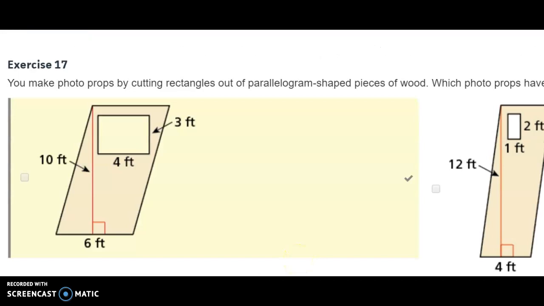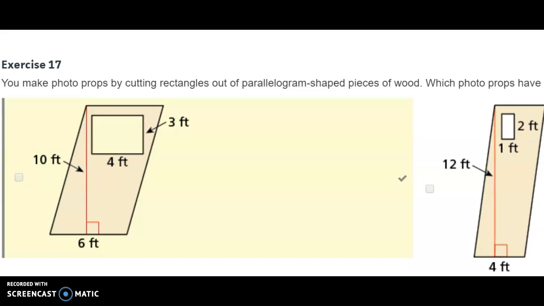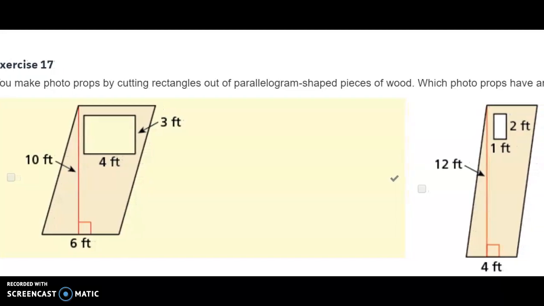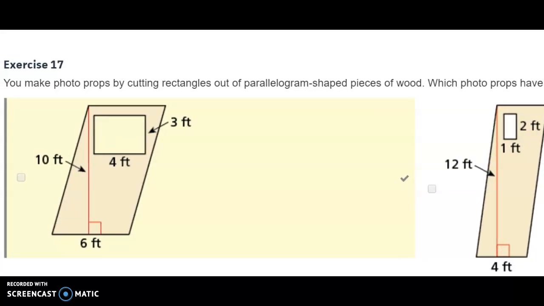Number 17 is intentionally meant to confuse you. When you look at this question, it's intended to be like that. So they've given you all these numbers to freak you out. Don't get freaked out. You make a photo prop by cutting rectangles out of a parallelogram-shaped piece of wood. So basically, the entire outside area is the parallelogram. You're cutting a piece out of it to make the shape of the prop for the photo.